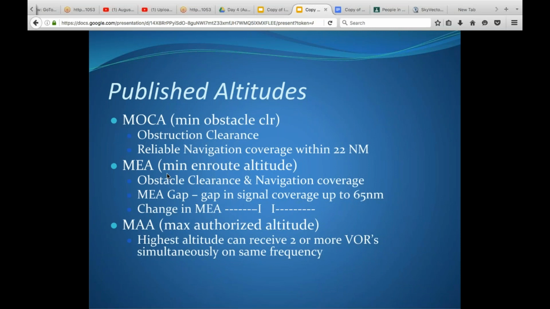And then our minimum en route altitude is going to give us obstacle clearance and navigational coverage. So that's going to allow us to pick up those VOR signals that we were talking about earlier. This MEA gap is kind of what we were talking about. It might be blocked by like a mountain or something like that where you can't pick up the signal.